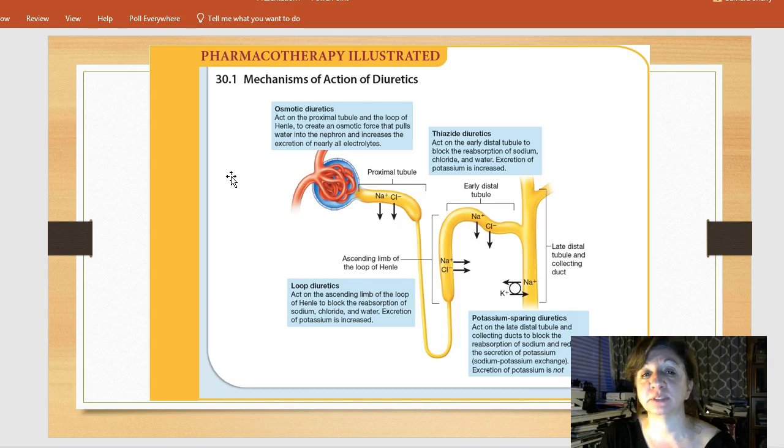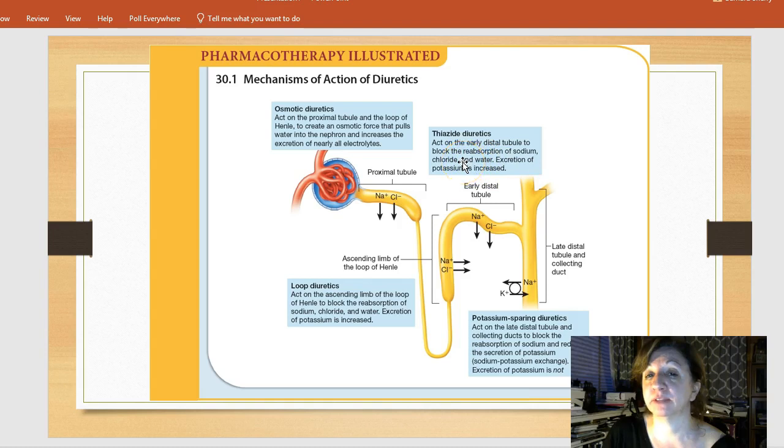The osmotic ones act on the proximal tubule and the loop of Henle, creating osmotic force, pulling water into the nephron and increasing excretion. And it excretes all the electrolytes as well because it's working way up here. And then you have loop diuretics working on the loop of Henle, blocking reabsorption of sodium chloride and water. Potassium will also be excreted.